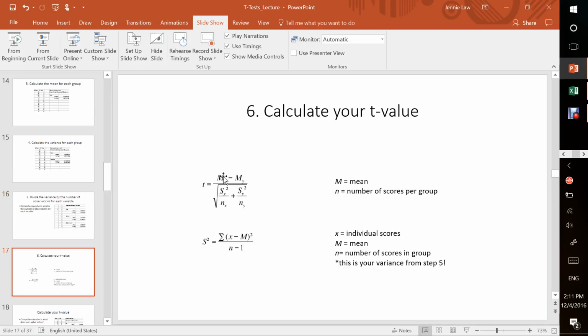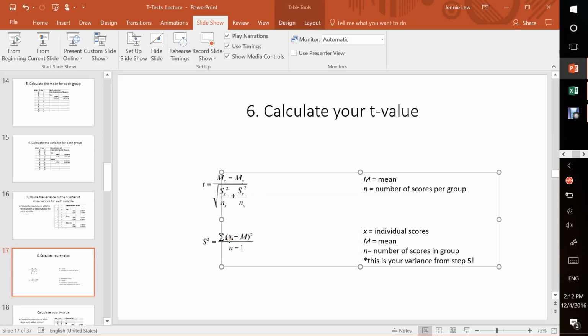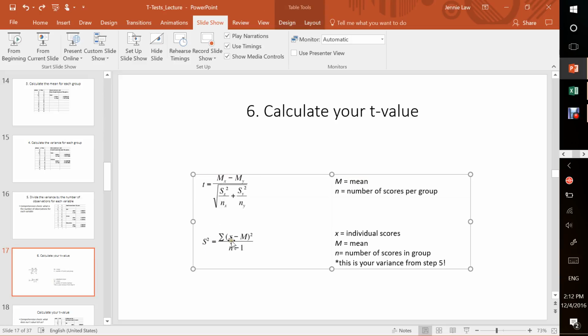Now, we're going to talk about our formula for t-values here. What this says is that your t-value is going to be equal to, in the numerator, the mean of your first variable minus the mean of your second variable, and you divide that by the square root of the variance divided by the number of observations, the variance divided by the number of observations. So that's what we have here. And this formula down here is just reminding you of what the formula for the variance is, which is the squared deviations of each observation over the degrees of freedom.